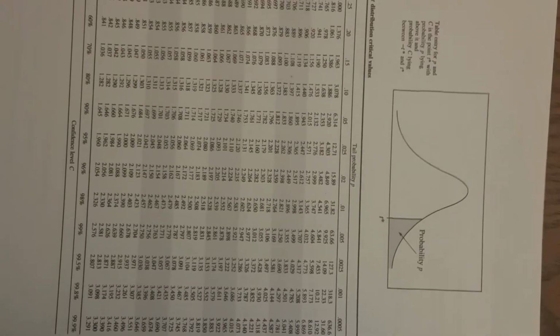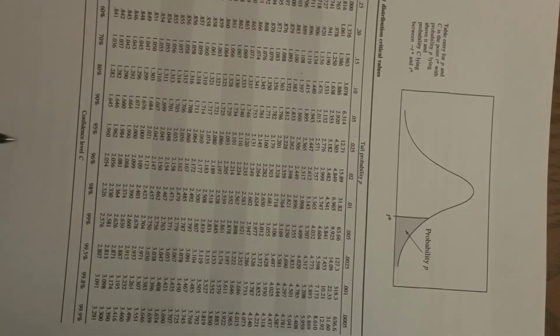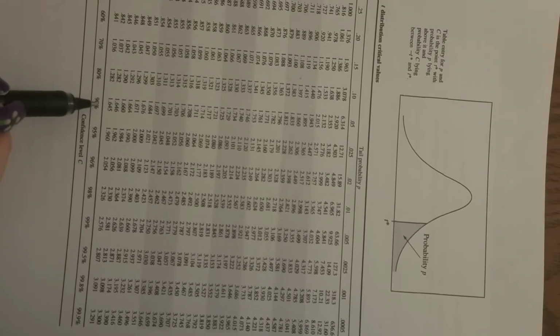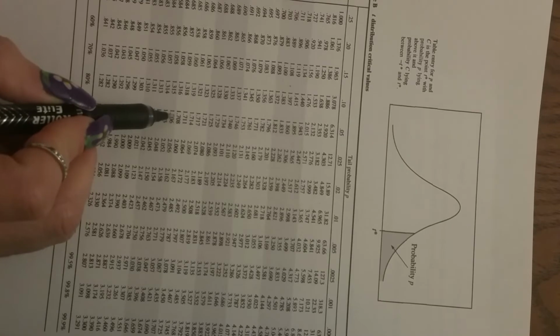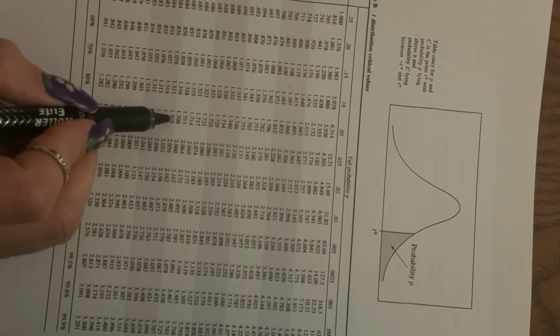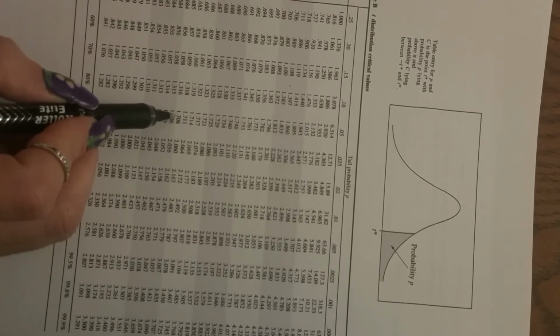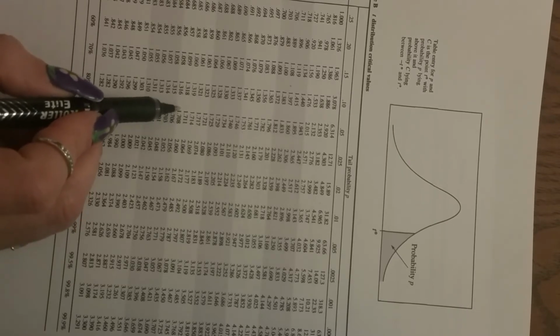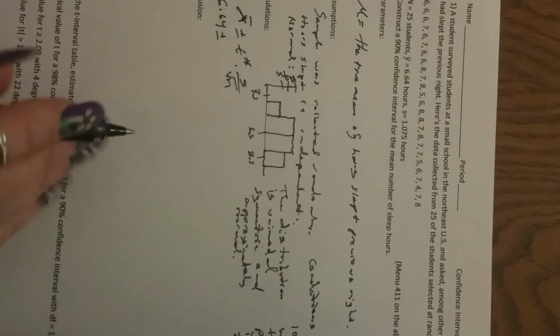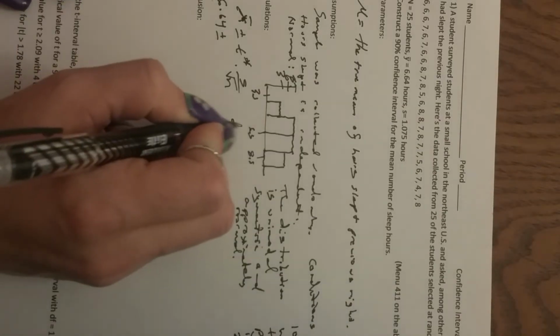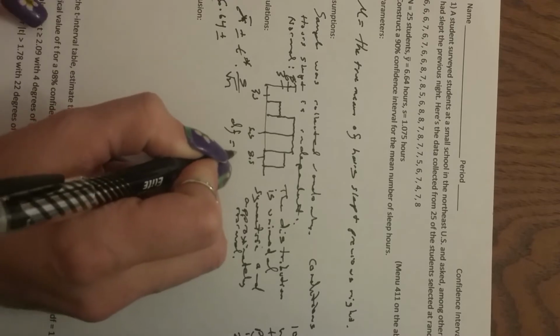So here's my T chart. This is posted in Schoology. I'm going to go to 90 and look up 25. So 1.708. Y'all see that? So wait, that is a degree of freedom of 20. Degrees of freedom is 24, so my bad. It's 1.711.